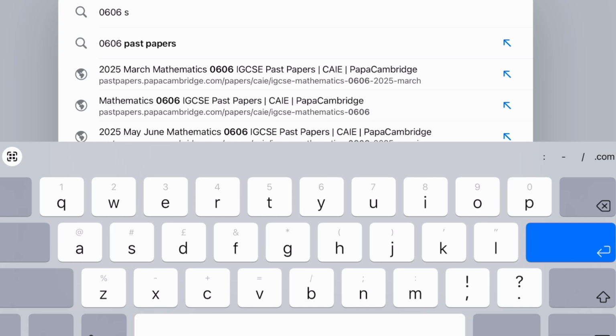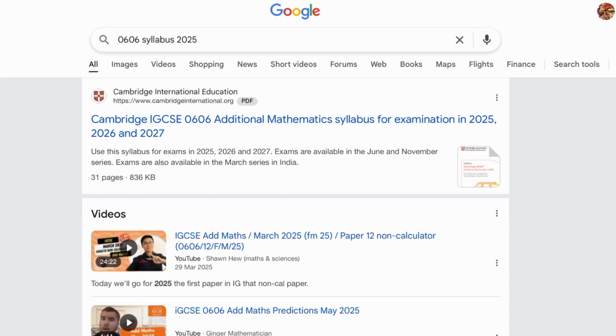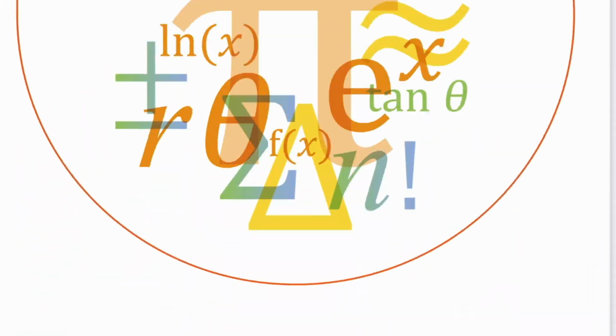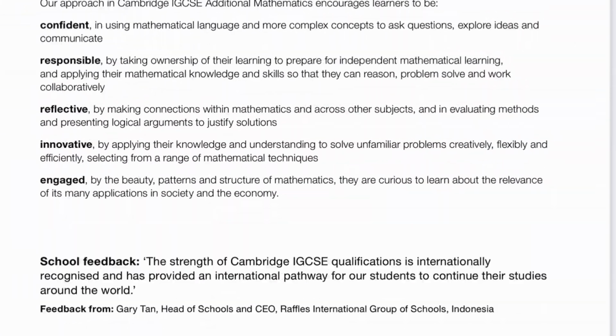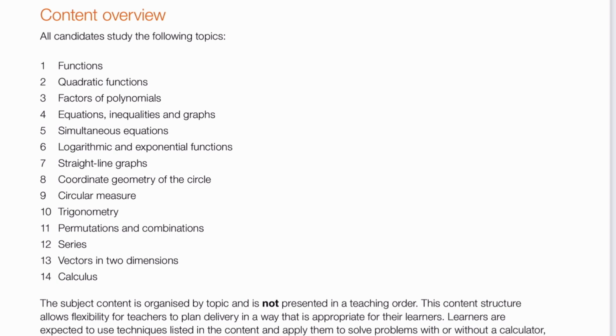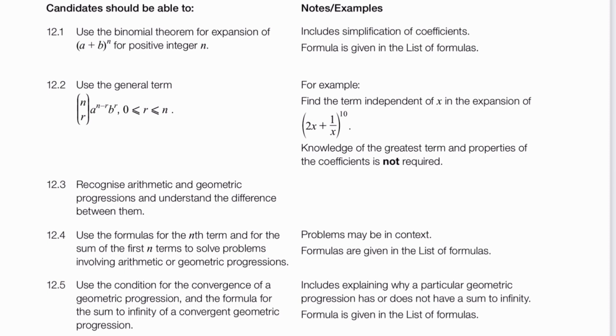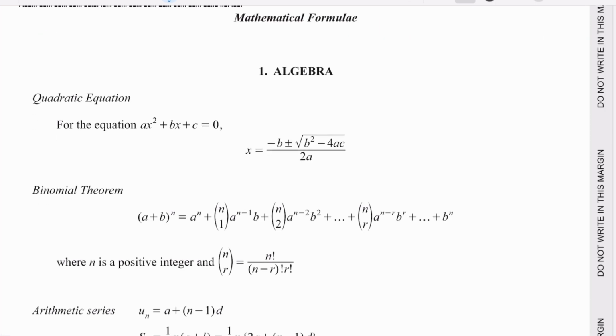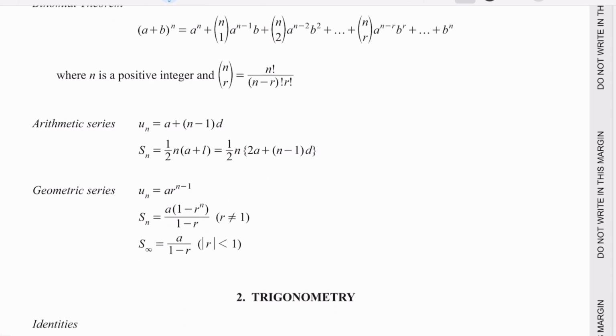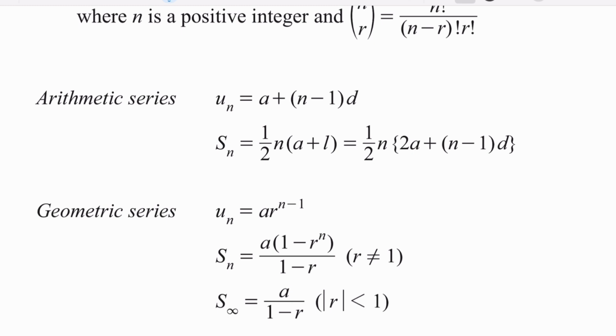If you go and type 0606 syllabus of 2025 and then click the first one, this is your AddMath syllabus. And if you scroll to the content of the syllabus, geometric progression is in chapter 12, series. In chapter 12, you need to be able to recognize the differences between arithmetic and geometric progression. You don't really need to memorize the formula because the formula is given in the list of formulae at the front page. You just need to know when to use it.